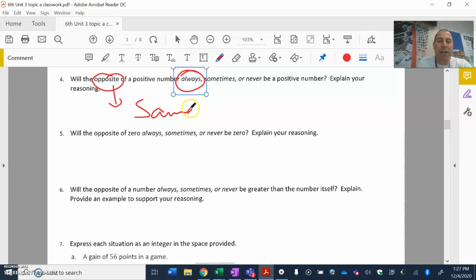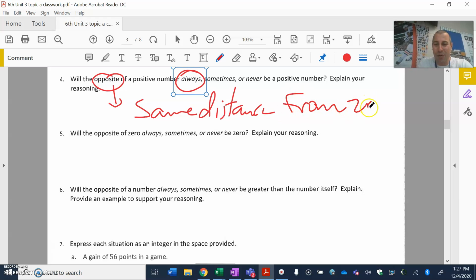Same distance from 0. And that's the idea of opposites there. So take a 5 and a -5, they're both 5 away from 0. Take 30 and -30, they're both 30 away. So same distance from 0.